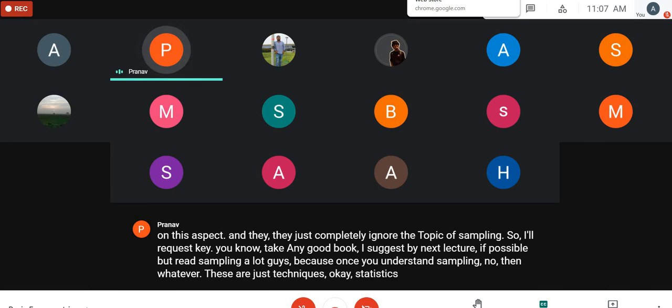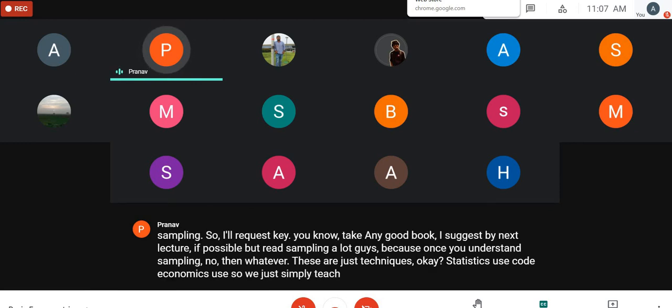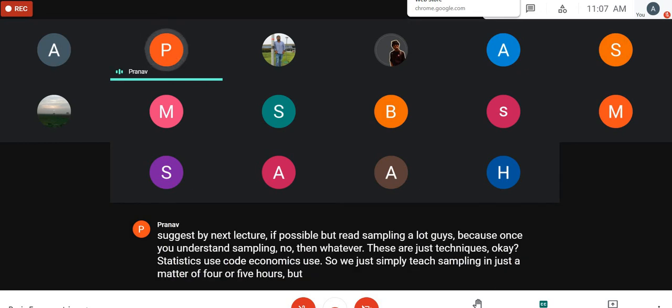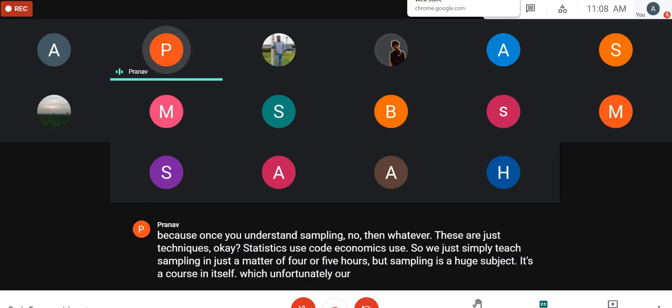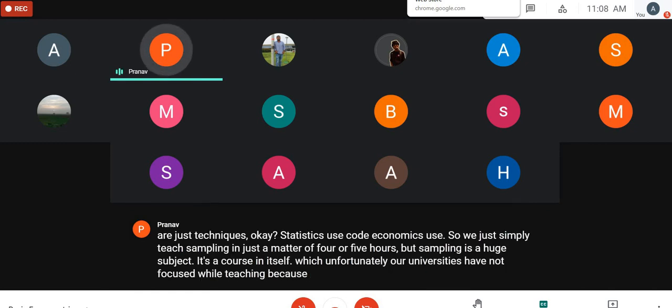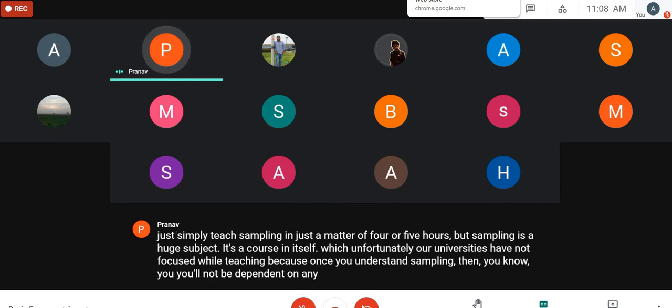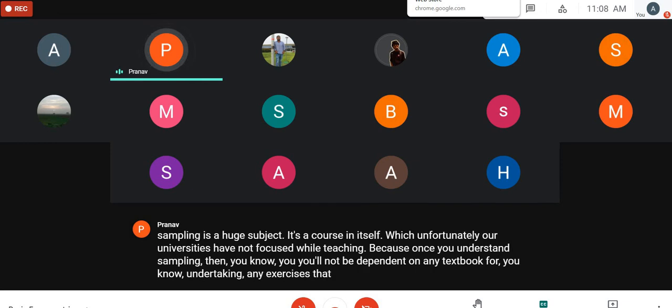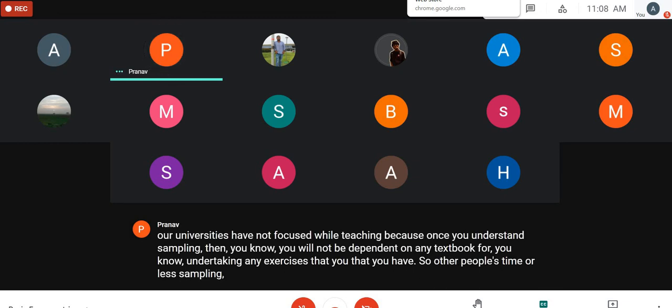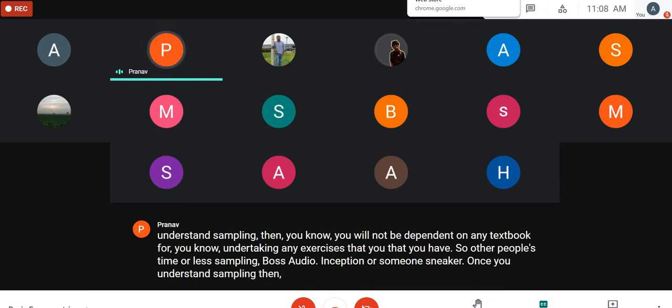Use statistics, use econometrics. We just simply teach sampling in a matter of 4 or 5 hours. But sampling is a huge subject. It's a course in itself, which unfortunately our universities have not focused on while teaching. Because once you understand sampling, then you'll not be dependent on any textbook for undertaking any exercises that you have. So if you have time, sampling is very important for understanding all these things. Once you understand sampling, then trust me, a lot of things will become so easy, so clear in your head.